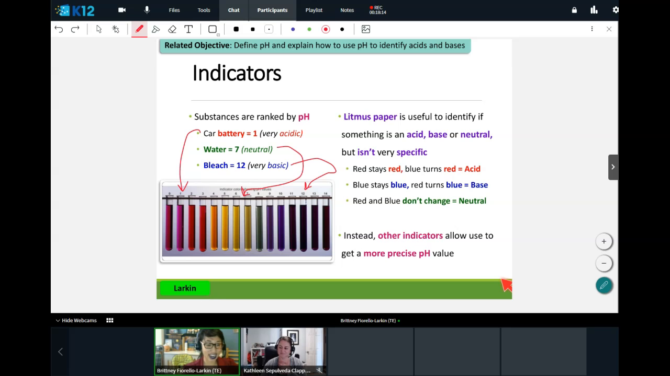We don't want acids. Even bases can melt your skin off. So severe acids and severe bases can both injure you. So we want to be careful with this.